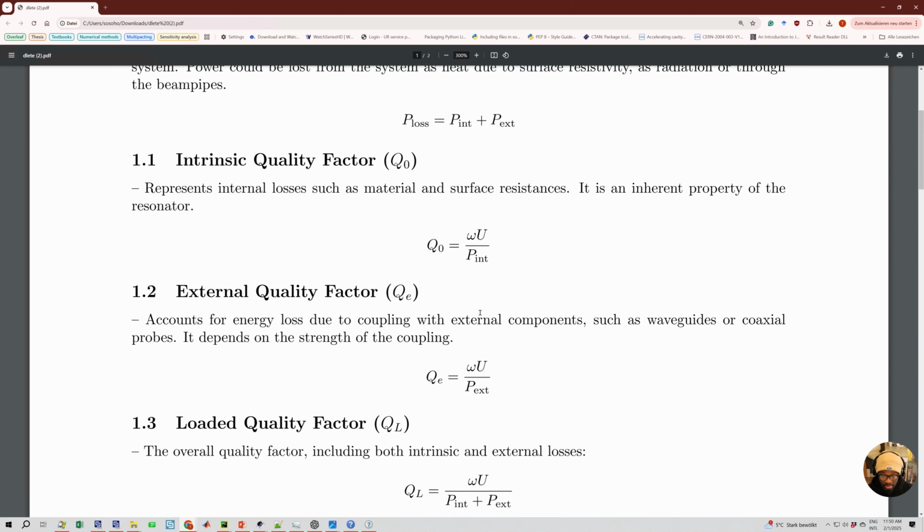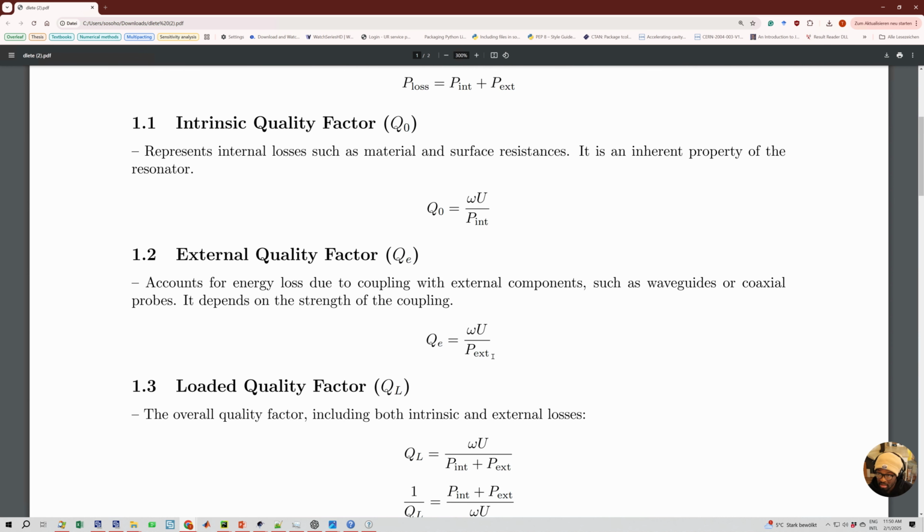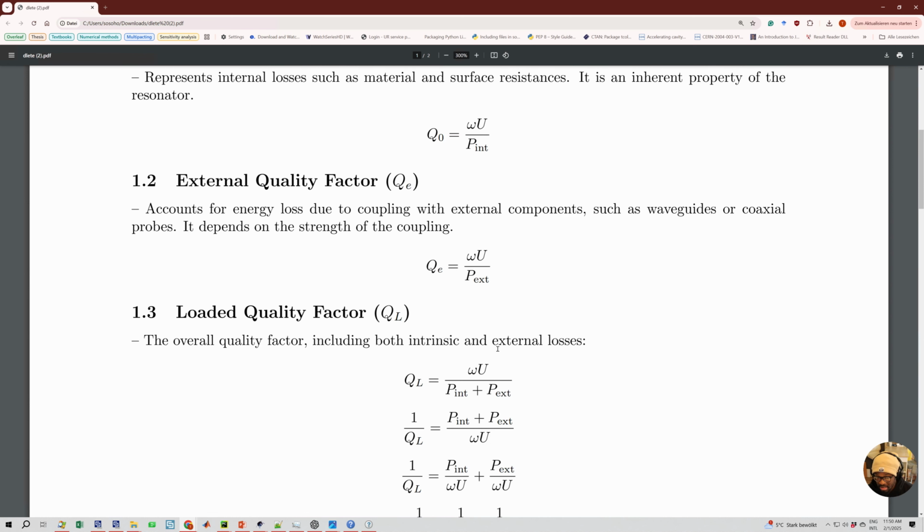So for example, you have maybe a system where you do not have power leaving the system, or the power leaving the system is very small. Then your external quality factor tends to infinity. So for example, trapped modes in a cavity. For trapped modes, the energy does not propagate into the external port.